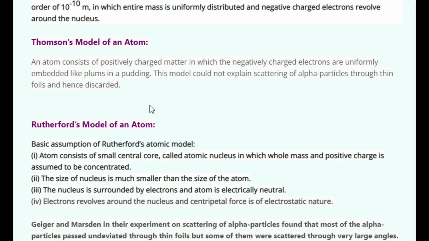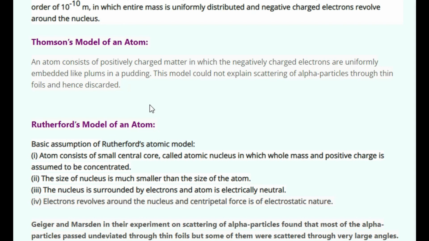The next to Thomson was Rutherford. He came with a new model that was called Rutherford's model of an atom, and it had some assumptions. I am reading out the first 4 assumptions. The first one was about the size of the atom and the spacing. Atoms consist of a small central core. It was called the atomic nucleus. In this nucleus, the whole of the mass and the positive charge was concentrated at that point.